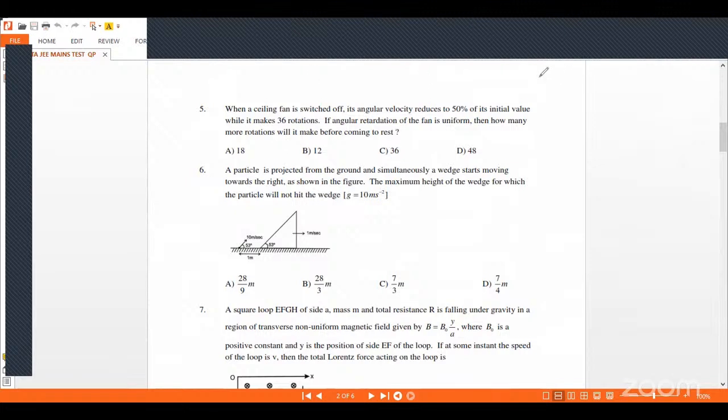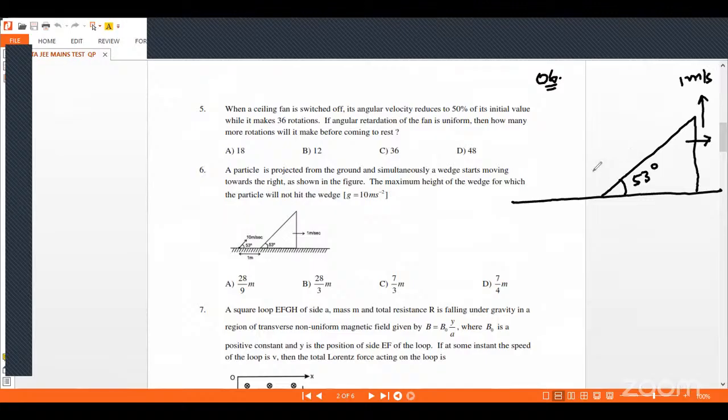Okay, you can see the sixth question. First, this is the ground. We have the wedge at an angle of 53 degrees. The wedge is moving with 1 meter per second. Here we have a particle projected with 10 meter per second at an angle of 53 degrees, which is at a distance of 1 meter.